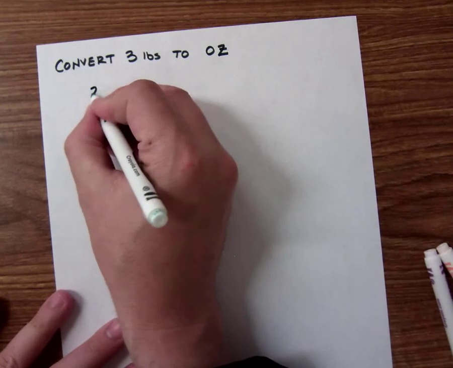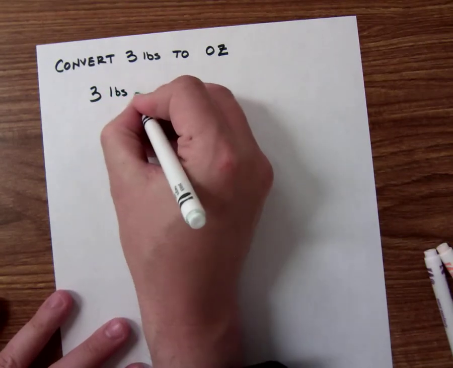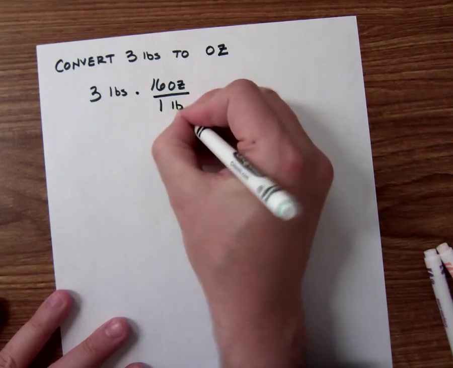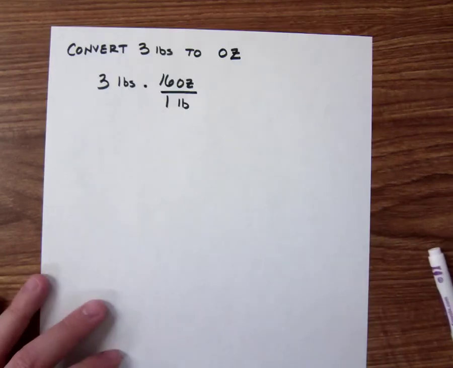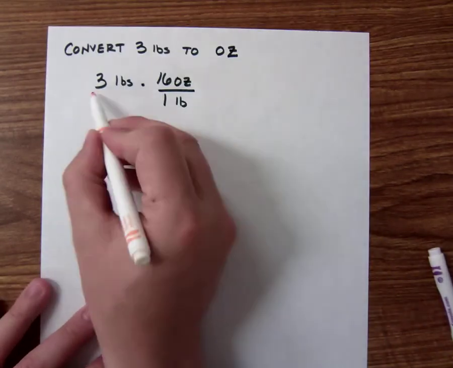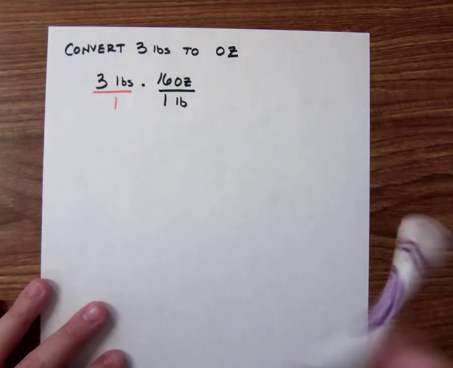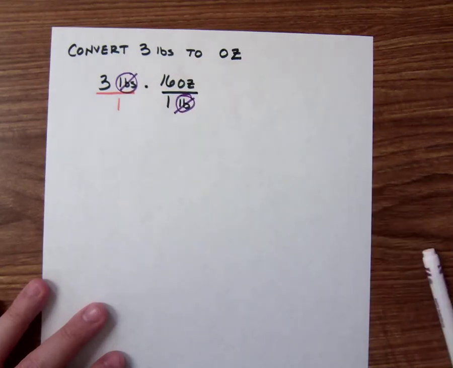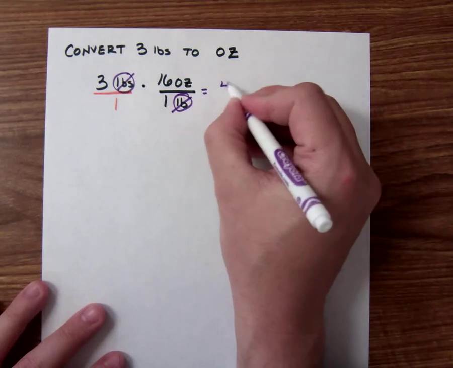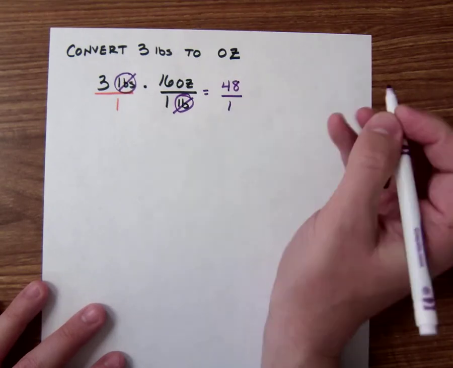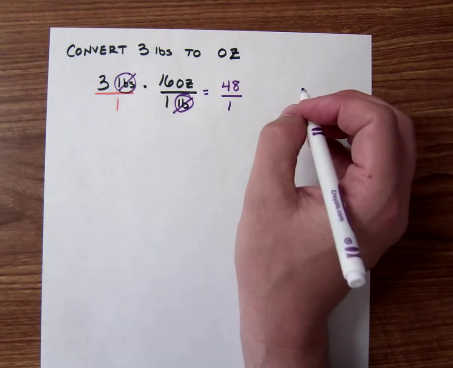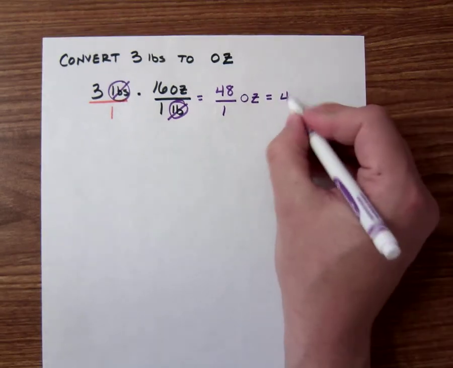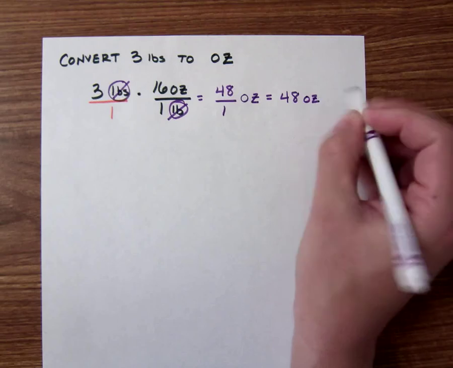Okay. So we're going to do 3 pounds multiplied by 16 ounces per 1 pound. All right, let's make this a fraction. Cancel our units. And on the top, we have 3 times 16, which is 48. And on the bottom, we have 1 times 1. And the unit will be 48 ounces. 48 over 1, of course, can reduce to just 48. 48 ounces.